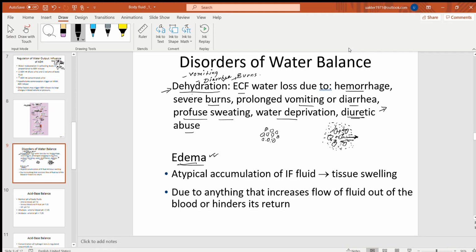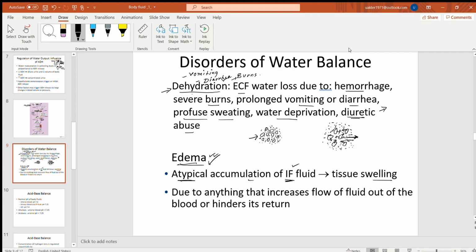Now, what happens if you get inflammation? Edema occurs, you know that. That means fluid comes out from the blood and accumulates in the interstitial spaces. A normal amount of fluid in the interstitial space is normal, but if more water gets out from the blood, that will cause edema. So that's why we say atypical, not normal, accumulation of fluid in the interstitial space. Okay, and that will cause swelling and other symptoms.